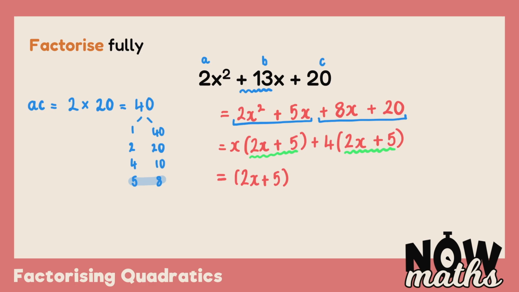Now looking at the first term, if we divide this first term by 2x plus 5, we should be left with x. So we open up a second bracket and x goes in first. Now looking at the second term, if we divide by 2x plus 5, we're left with 4. So we put plus 4. And given that there are no more terms, we can close the bracket off, and this is now our fully factorised quadratic. Similar to all of the previous questions, if we wanted to check this, we could expand the double brackets back out and check that we get what we started with.